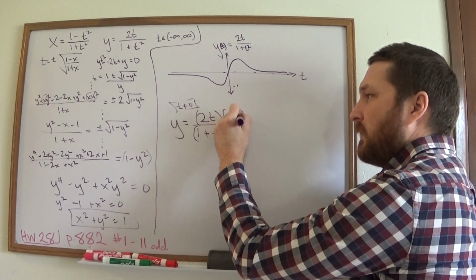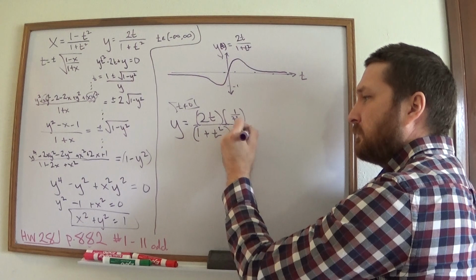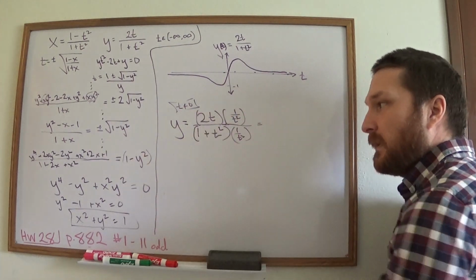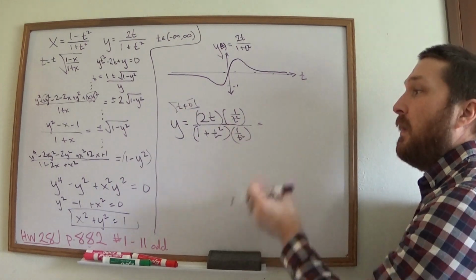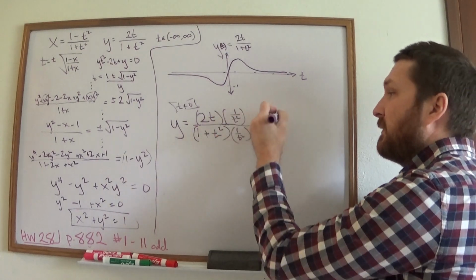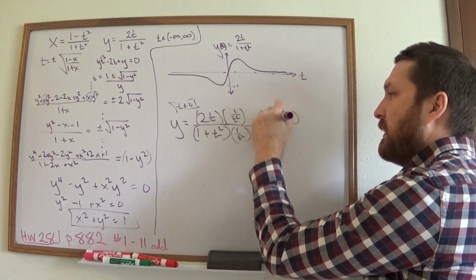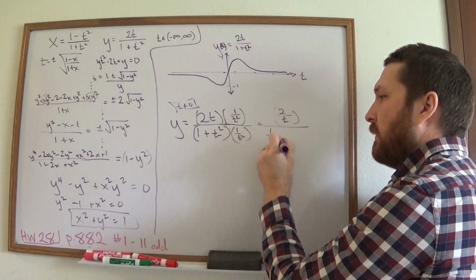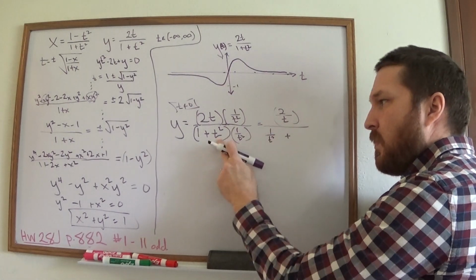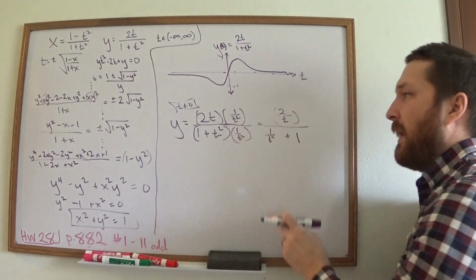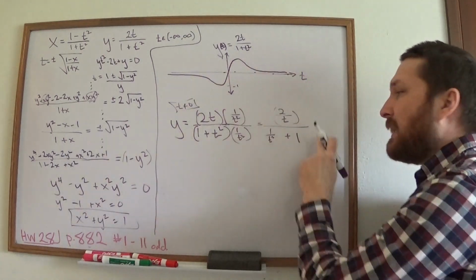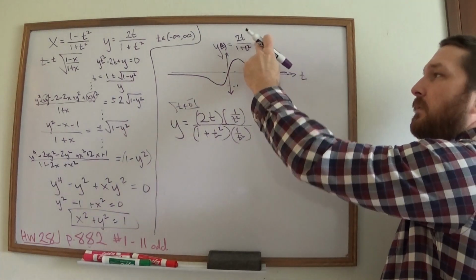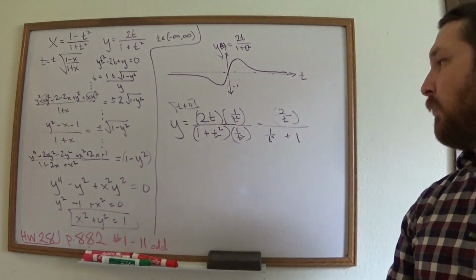So 1 over t squared. And as long as t is not equal to 0, which is what we're talking about, then this is perfectly valid. And the thing that I get is 2 over t on the top, and then 1 over t squared plus 1 on the bottom. These are exactly equal as long as t is not equal to 0. And we're so far away from 0 that it won't matter.